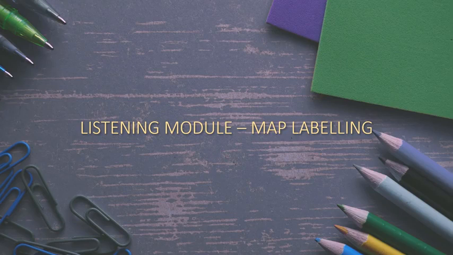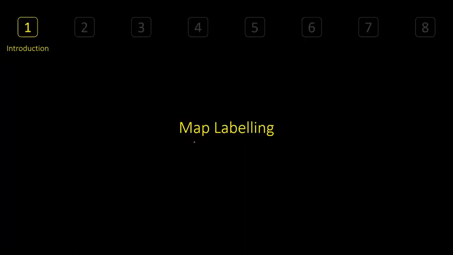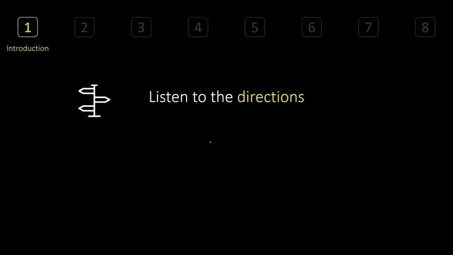Today we're going to see something very interesting in the listening module, and it is called map labeling. You have to label a map, or provide information about the map through the audio. Let me explain what this is. You will be listening for directions and information about a map, and you have to fill in some information in a map which is not complete.